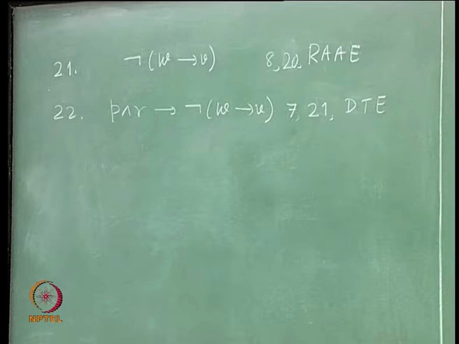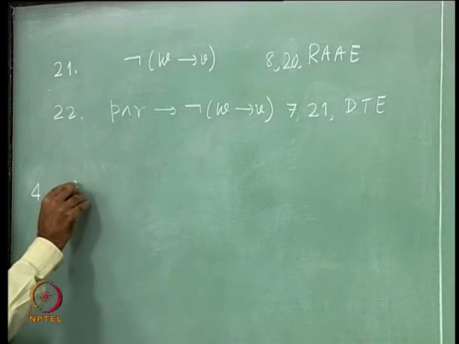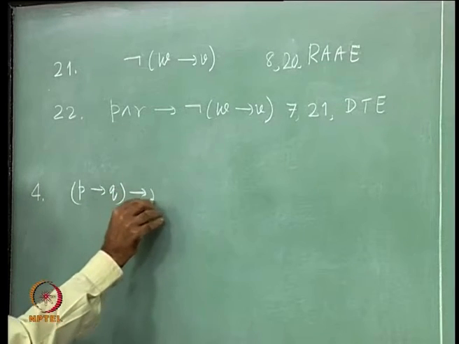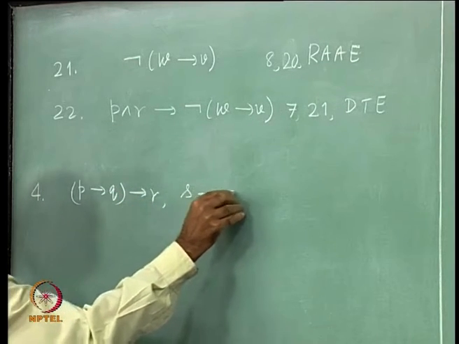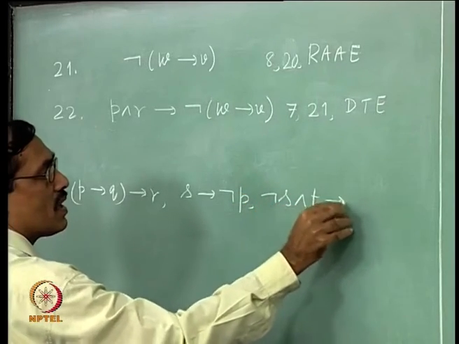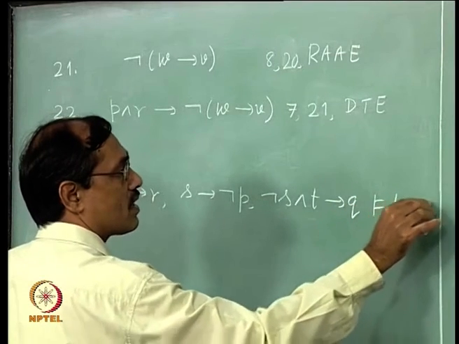Okay. So, let us see the fourth problem, that should be easier. So, that problem says we go for P implies Q implies R, S implies not P, not S and T implies Q, that should give us T implies R.